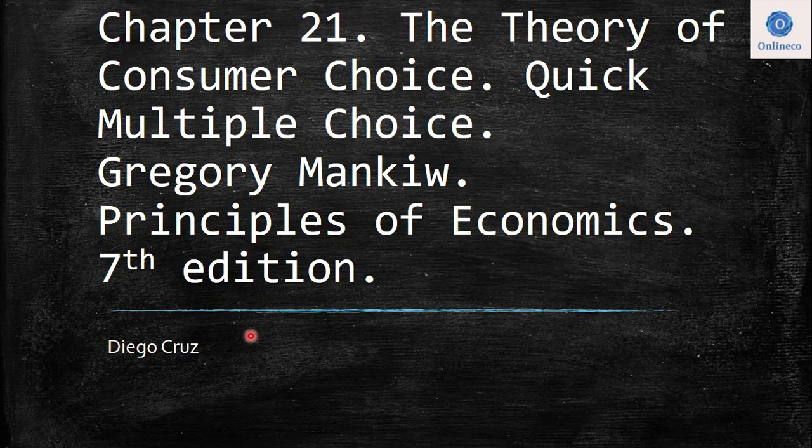We're going to discuss today the quick multiple choice questions regarding chapter 21, the theory of consumer choice. Remember, this is from the book of Gregory Mankiw, Principles of Economics.